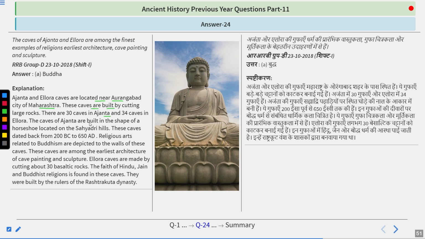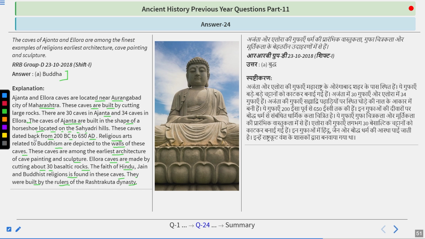There are 30 caves in Ajanta and 34 caves in Ellora. Caves of Ajanta are built in the shape of a horseshoe located on Sahyadri Hills. These caves dated back from 200 BC to 650 AD. Religious arts related to Buddhism are depicted on the walls of these caves. These caves are among the earliest architecture of cave paintings and sculpture. Ellora caves are made by cutting about 30 basaltic rocks. The faith of Hindu, Jain and Buddhist religion is found in these caves. They were built by the rulers of Rashtrakuta dynasty.